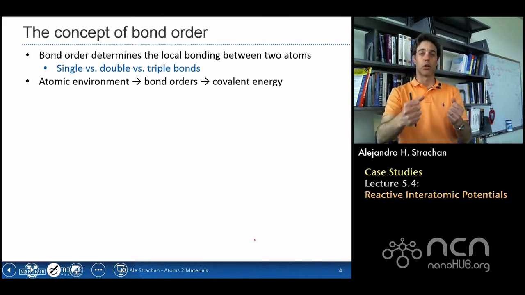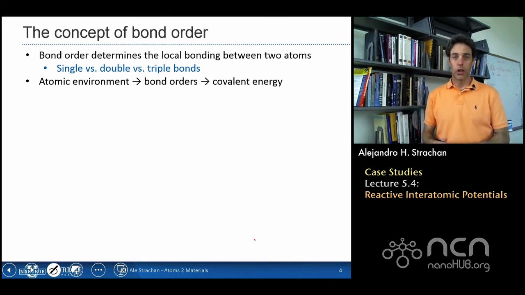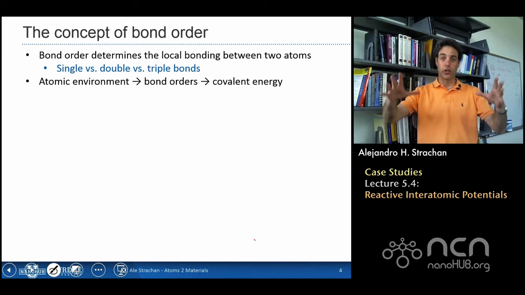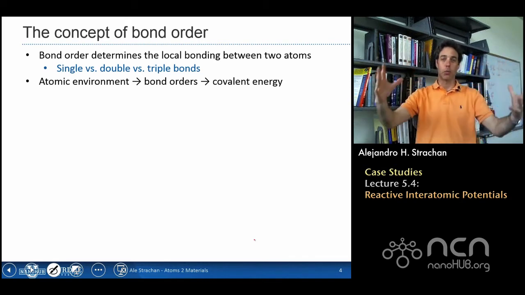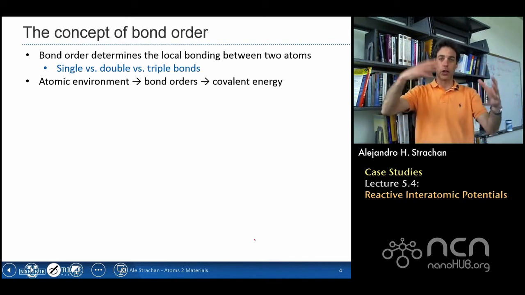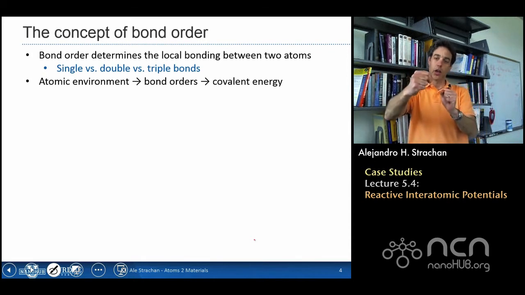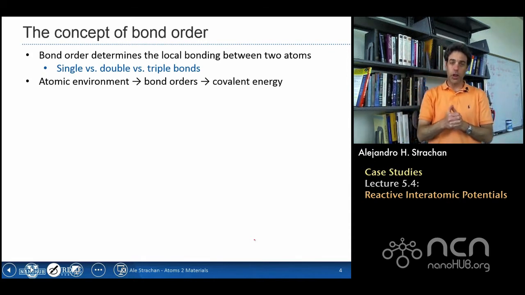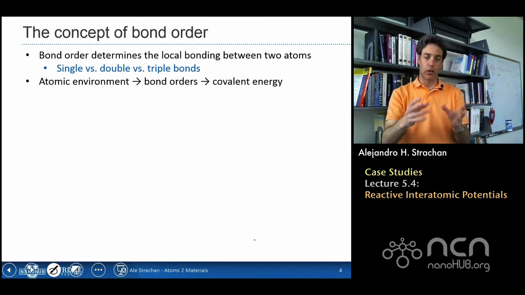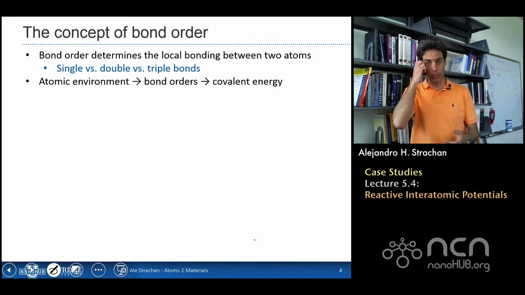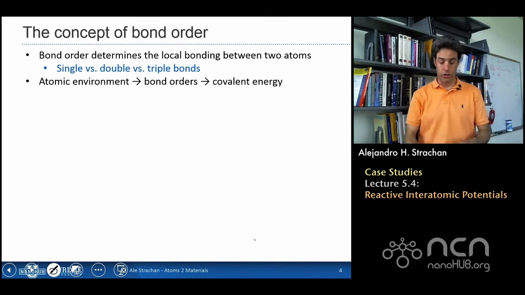And if I know the bond orders, then I can compute the bond energy. So the idea is, given the atomic positions, given the environment, many-body, I compute bond orders between atoms, and then from those bond orders, I can compute all the energy terms.